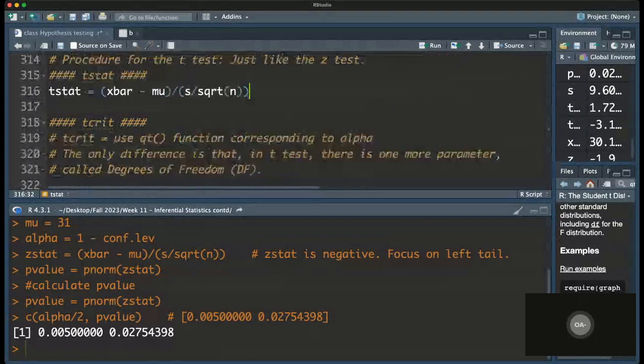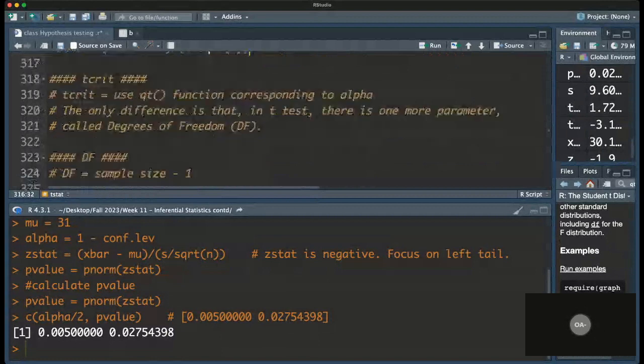Then you also calculate your t-crit. Remember, for z test, we calculate the z-crit. In this case, we are calculating the t-crit. We're using the function qt, not qnorm. The qt takes a second parameter. Qnorm takes only one. We're only feeding it with just one parameter, but qt takes the second parameter, which is the degree of freedom, and it's important. The degree of freedom is the number of rows in your data set minus 1.